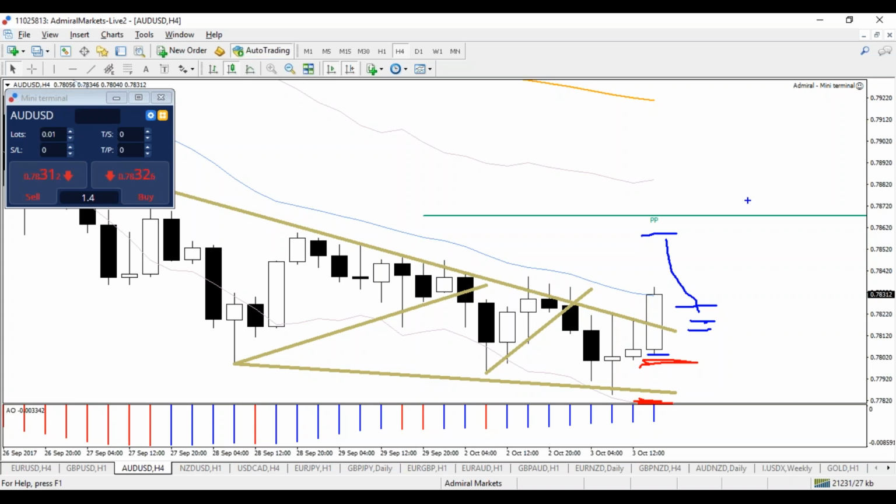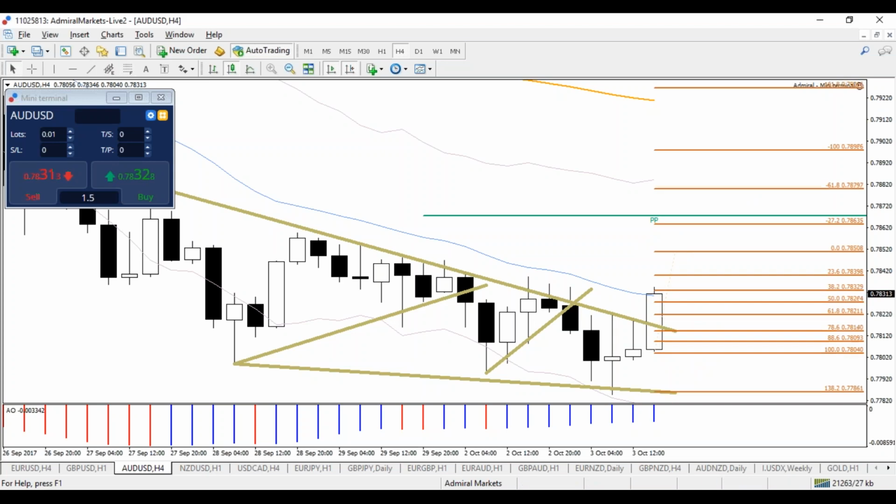If you use the stop loss below this low with entry at the 61.8 fib, let's put it on. Then entry here, stop loss here. Then even the weekly pivot point could be a target. You see, you still have a good reward to risk ratio. This is your risk. This is your reward.